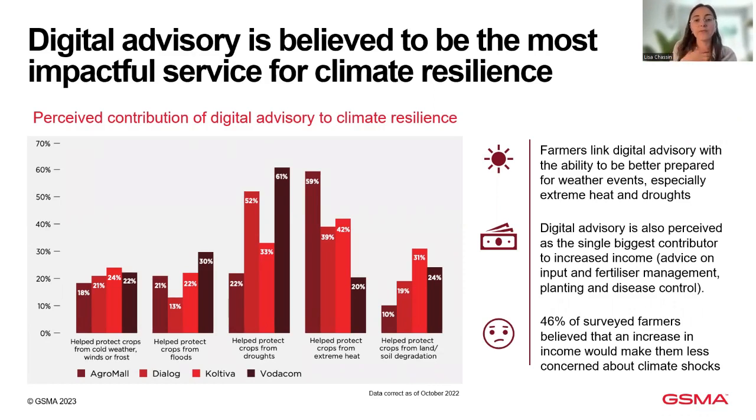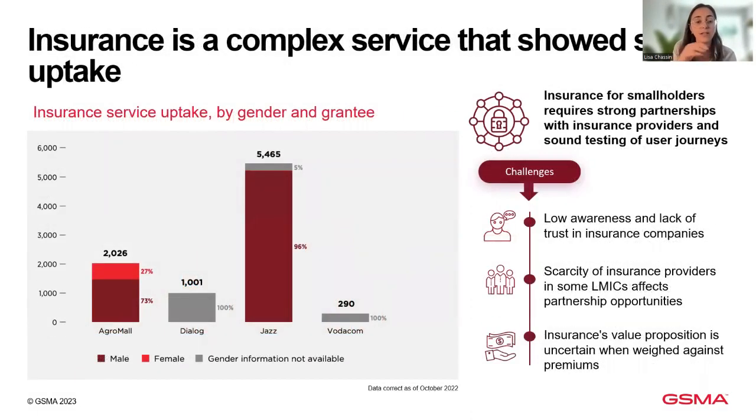Now, if we're going to focus on the insurance services that were deployed among 4 of the 6 innovation grantees. As we have said in the introduction slides, insurance has been a complex service that was slow to develop and had a rather low uptake.